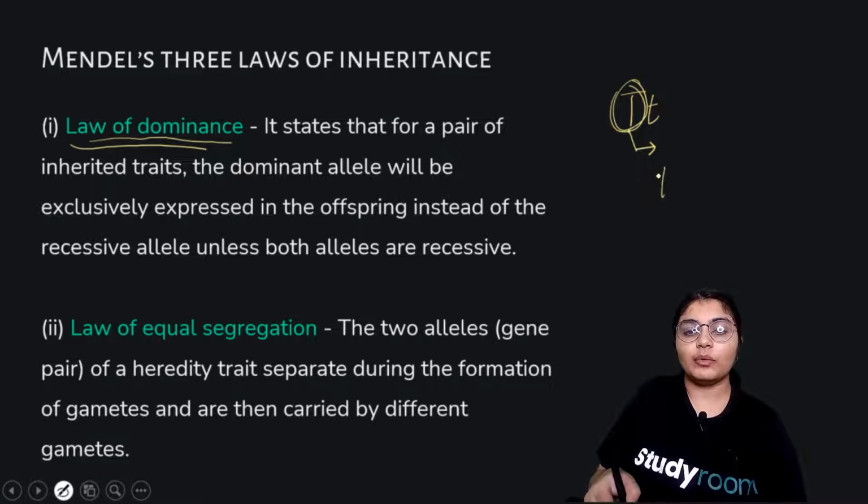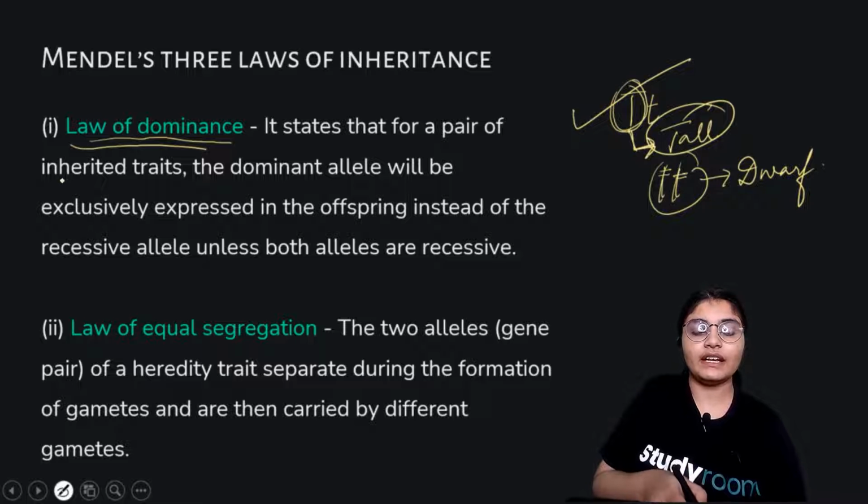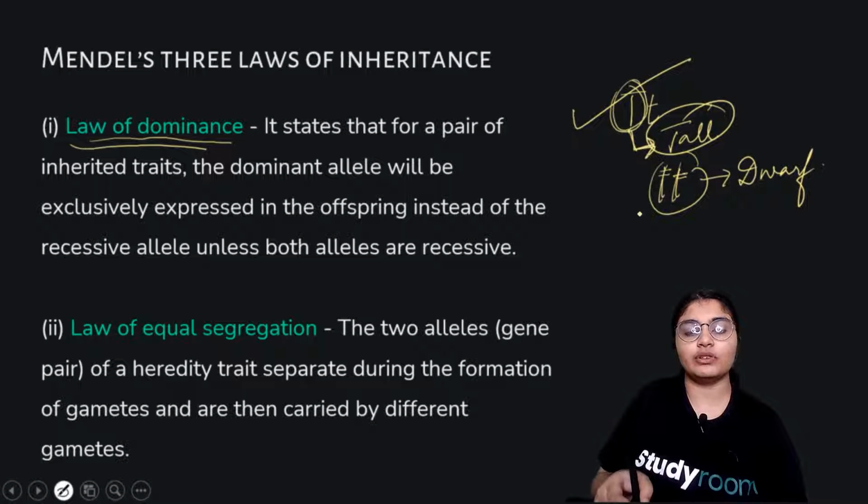But if both the alleles are recessive, that is small t, only then will we have the recessive character. But if the dominant allele is present, then we will necessarily have the tall character, which is the dominant character, and that is the law of dominance. You can connect it with the example of the monohybrid cross to understand it better. Here the definition given explains the same: the dominant allele will be exclusively expressed in the offspring instead of the recessive allele unless both alleles are recessive, right?